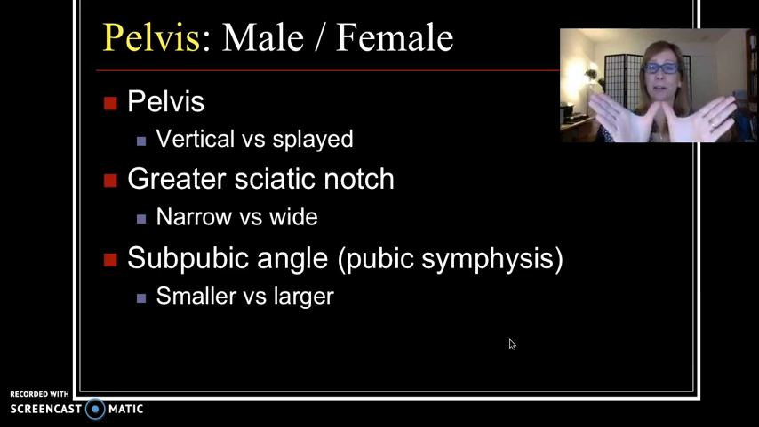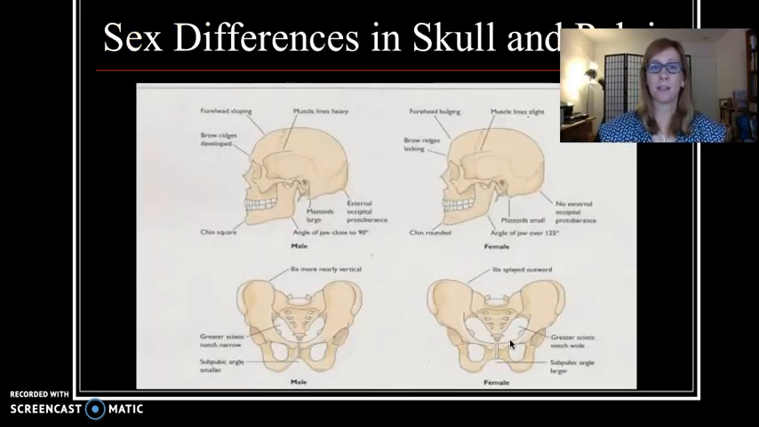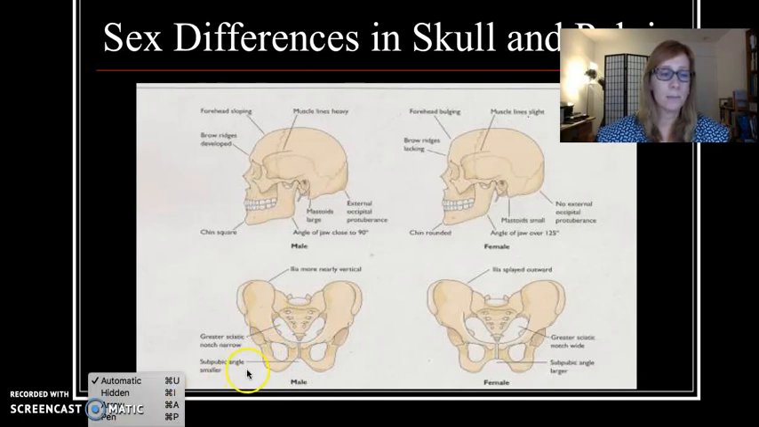The second thing that we're going to look for is the greater sciatic notch. The greater sciatic notch is, I'm going to go back just a second, right? It is this section right here. Let's see if I can use my pen.